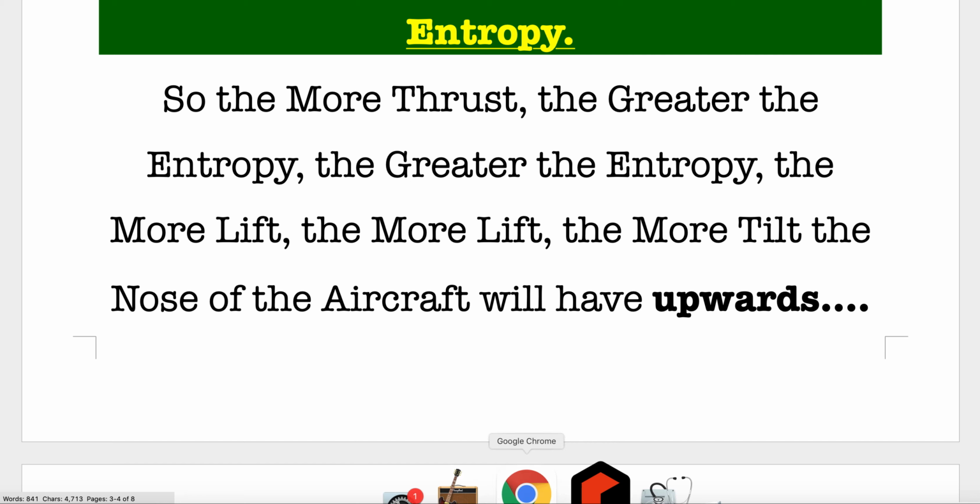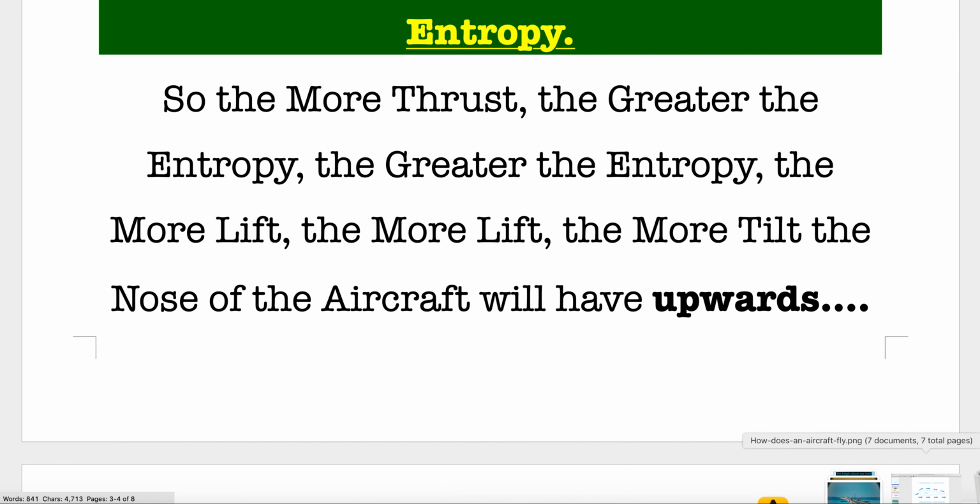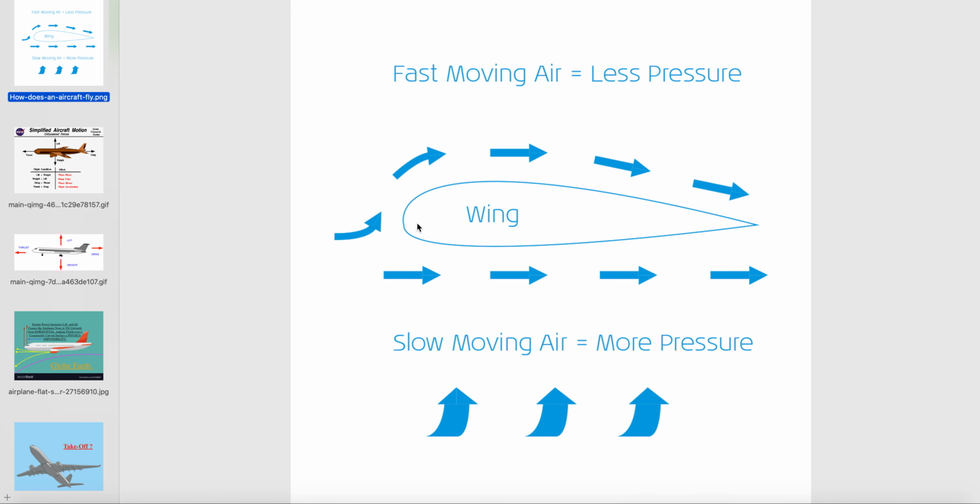So, just before I move on there, here is an aircraft wing. Fast moving air over the top, slow moving air underneath. So you have high pressure underneath and low pressure at the top. So high will go to low, causing lift of the airplane.